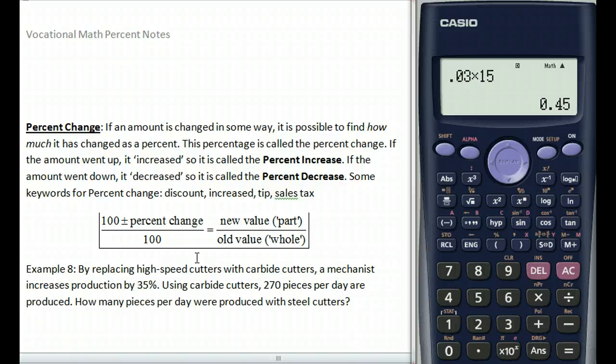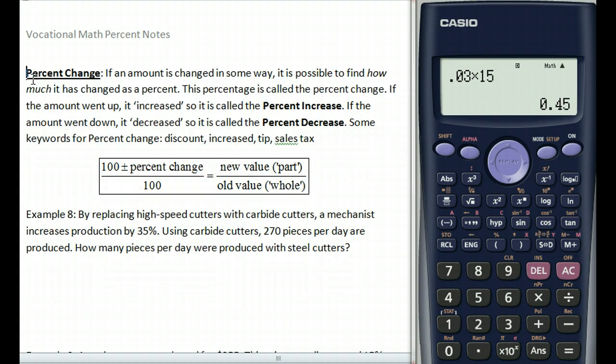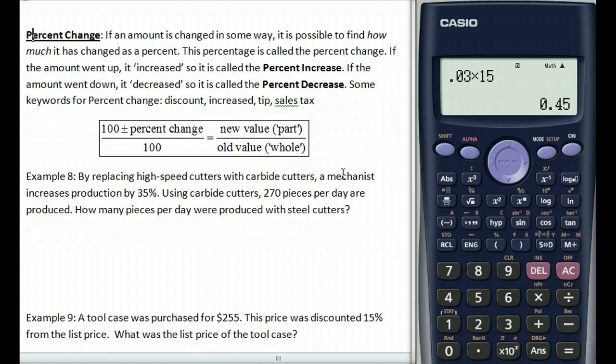Okay, let's move on to percent change. So here we are, percent change. Now, this isn't that much different than the percent tolerance. The amount that things are changed in some way. If it went up, it's a percent increase. If it went down, it's a percent decrease. So some keywords for percent change: discount, increased, tip, sales tax. Those are all percent change problems.